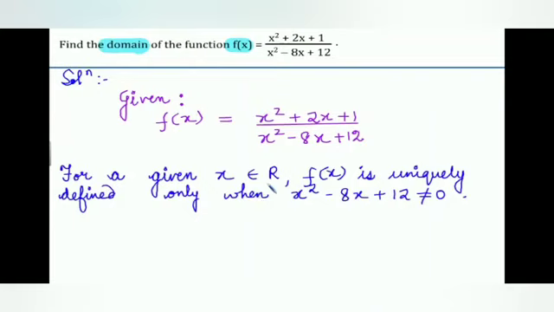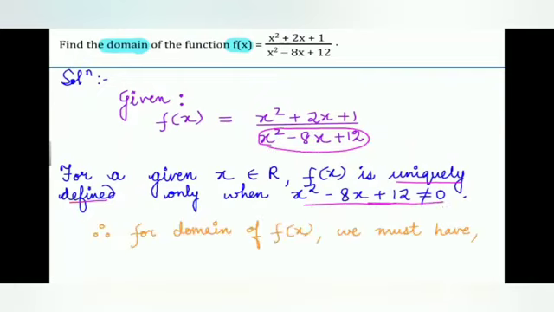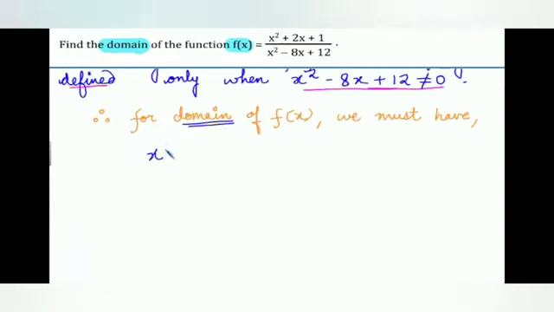So for a given x belongs to R, f of x is uniquely defined only when x square minus 8x plus 12 does not equal to 0. यानी कि कभी भी आपको रेशनल फंक्शन दिया जाता है यानी कि जो भी आपका डिनोमिनेटर होगा वो ज़ीरो नहीं होना चाहिए हमारे मैथ्स की लैंग्वेज में, राइट? बाकी कोई भी वैल्यू चलेगी. So for domain of f of x we must have x square minus 8x plus 12 does not equal to 0.